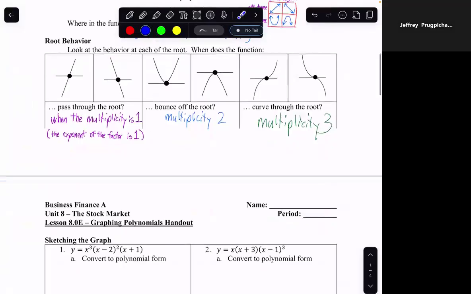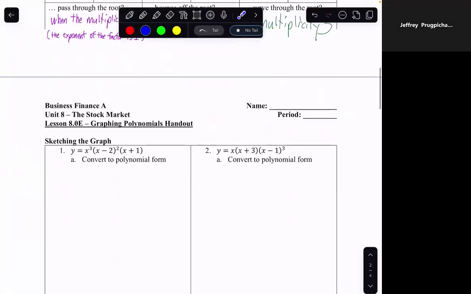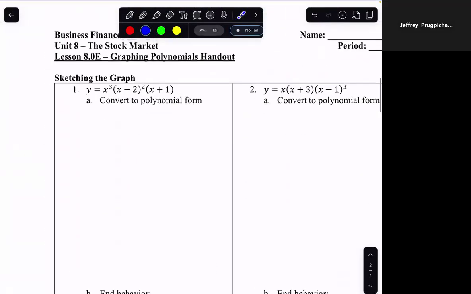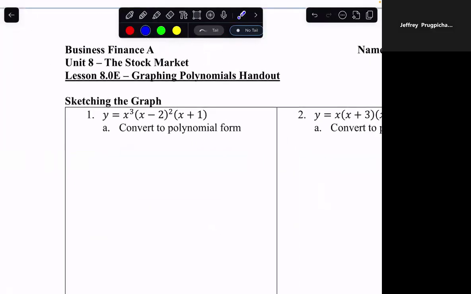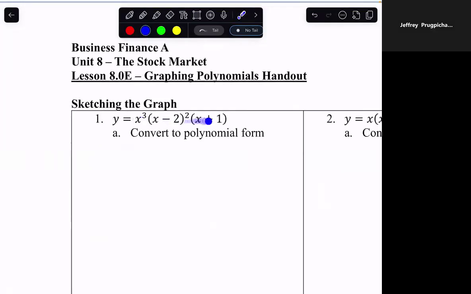Okay, so let's go ahead and see how we can put it all together. Let's turn to the second page. Here we're given x cubed times x minus 2 squared times x plus 1. So this is currently in what we call factored form. It's all things multiplied together. Any plus or minus signs are within parentheses.